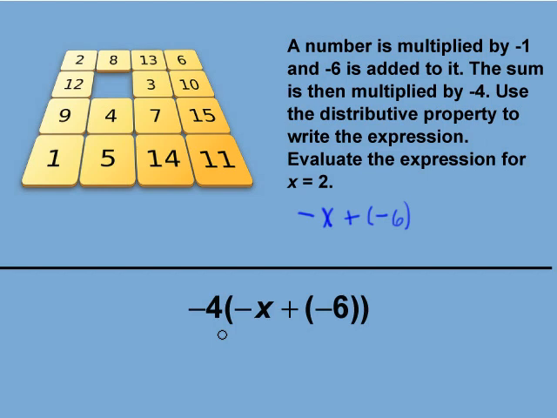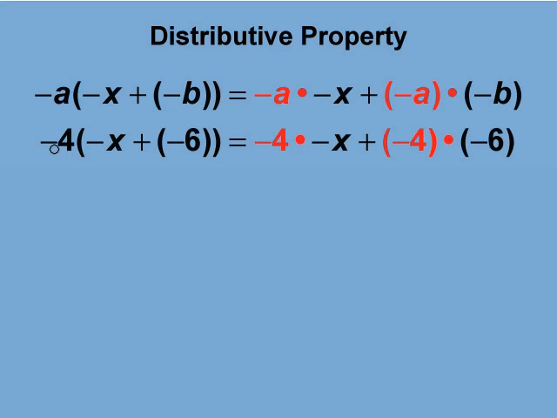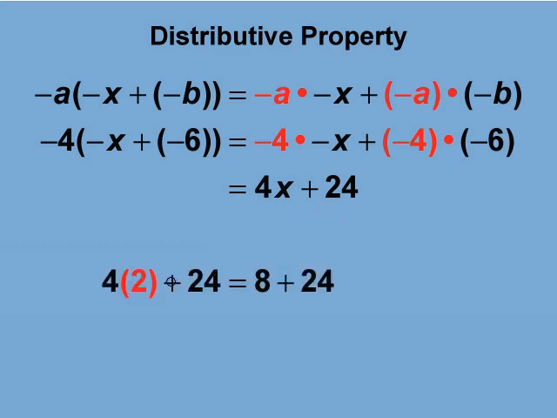This is the mathematical equivalent of this verbal expression. We now distribute -4 to both terms, as shown here. The product of the two negative terms becomes positive, and we get 4x here. The same thing happens with these two negative terms, and the product is positive. The result is 4x plus 24. We evaluate this expression for x equals 2, as shown here. We get 8 plus 24, which is 32.